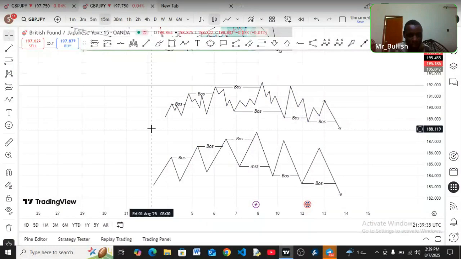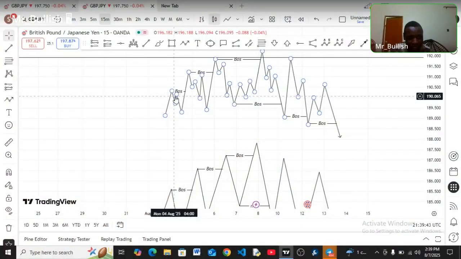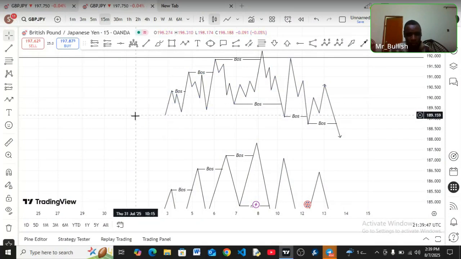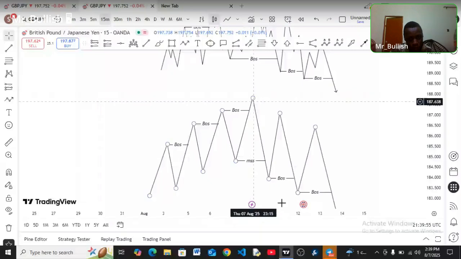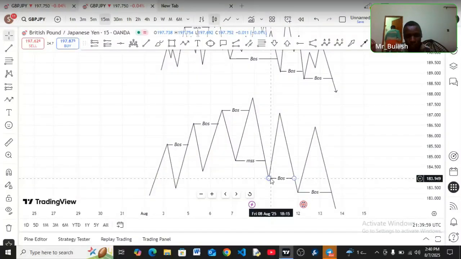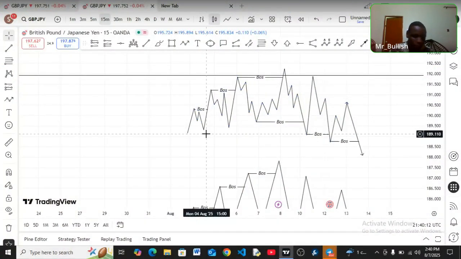So right here, you don't want to focus on this. Let me zoom it. I'll call this a change of character. Like what we have here, the price from here, market structure shift happening here to the downside. That's the same thing you have here. From here, the market came up here, and what happened? It broke this market structure and came down. Now, you don't want to focus on that. This is the main move.